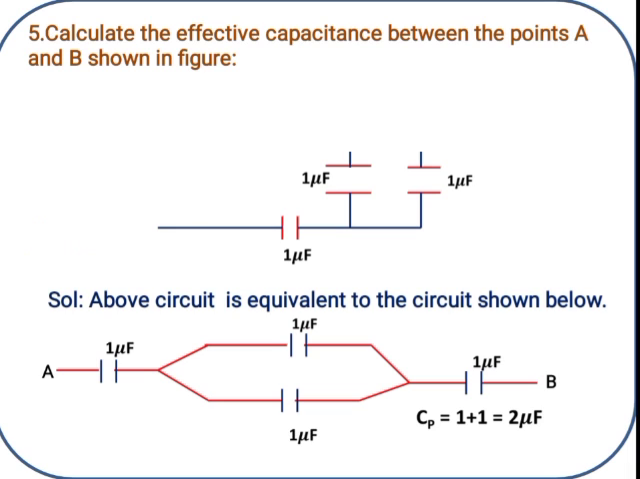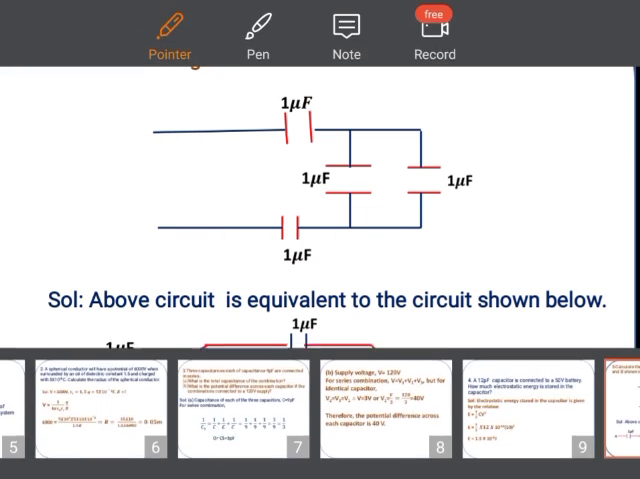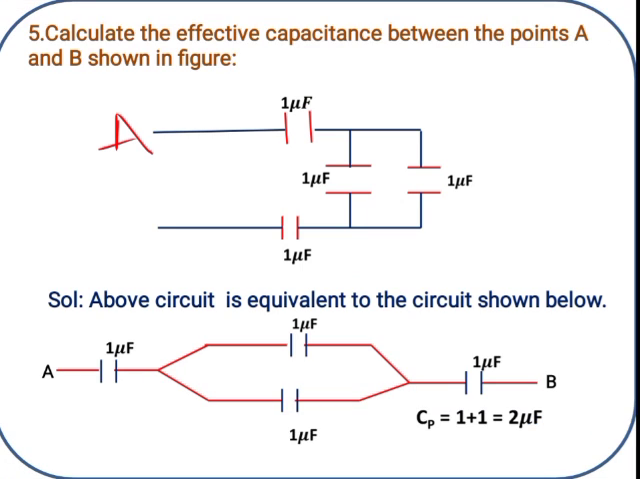Next one, calculate the effective capacitance between the points A and B as shown in the figure. Suppose we consider this as point A and this as B. All capacitor values are 1 microfarad. You just carefully see here, everywhere it is 1 μF.